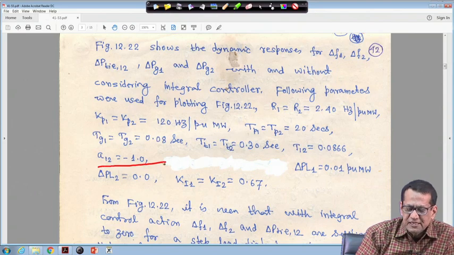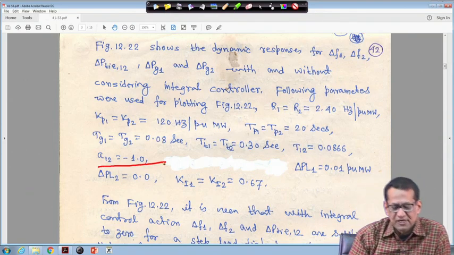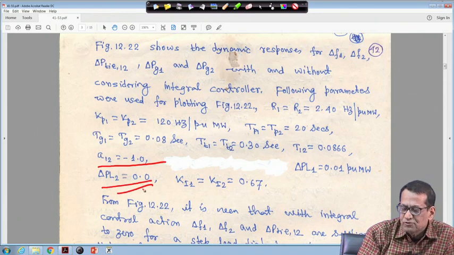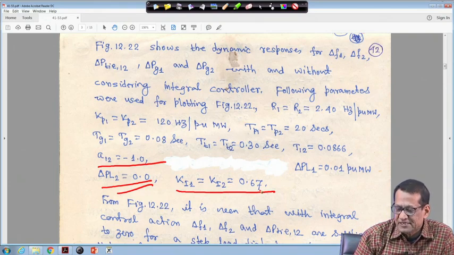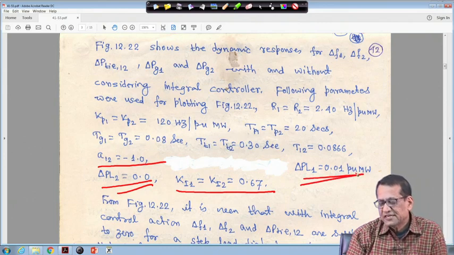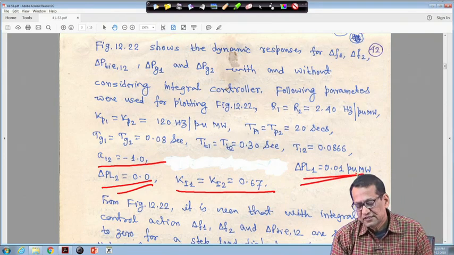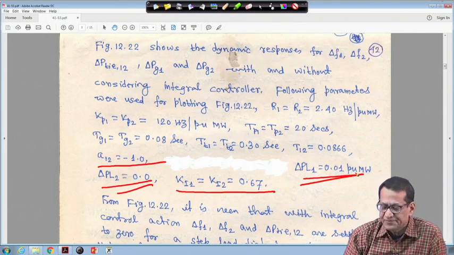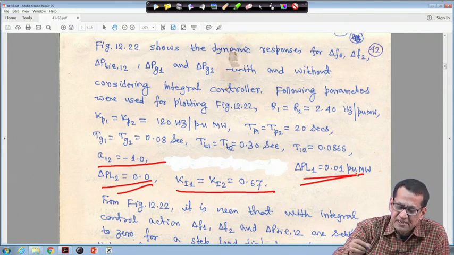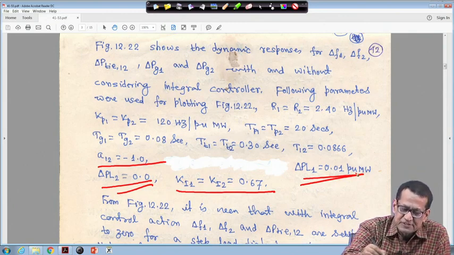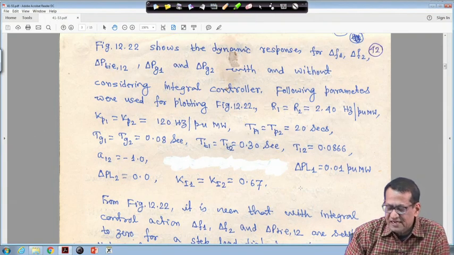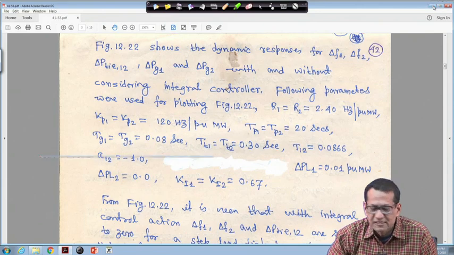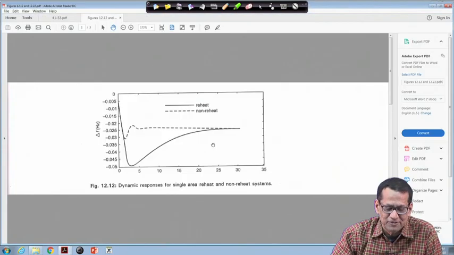And we have taken equal area capacity, so A12 is minus 1. There is no load disturbance in area 2, so delta PL2 is equal to 0, and the integral gain setting we have taken Ki1 is equal to Ki2 is equal to 0.67, and load disturbance in area 1 we have taken delta PL1 is equal to 0.01 per unit megawatt, right. So, for this case, what will happen to the dynamic responses, right. So, these are the parameters we have taken, and the dynamic responses, in the classroom exercise we cannot do simulation, right.